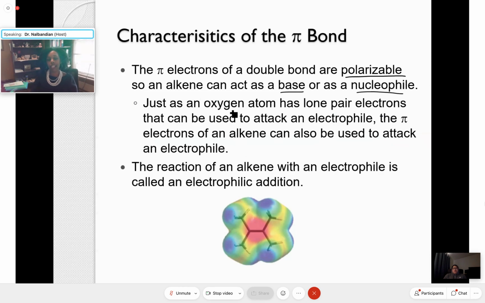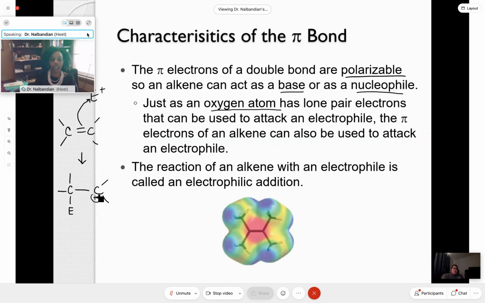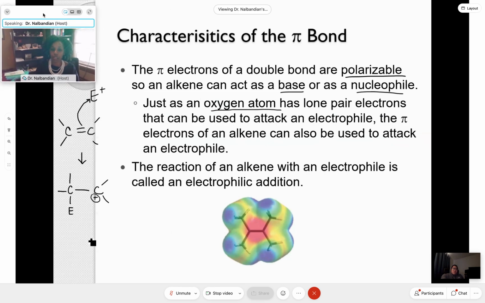So remember, we've seen this kind of thing before with our oxygen atom with lone pairs. We can use that to attack an electrophile. We're seeing the same thing here. When we have an alkene, so carbon, carbon, double bond, if we have some kind of electrophile, so something with a positive charge, partial positive, we can attack the electrophile. And so when we attack the electrophile, we can add it to one of our carbon atoms. But when we add it to one of our carbon atoms, the other one ends up with a positive charge.